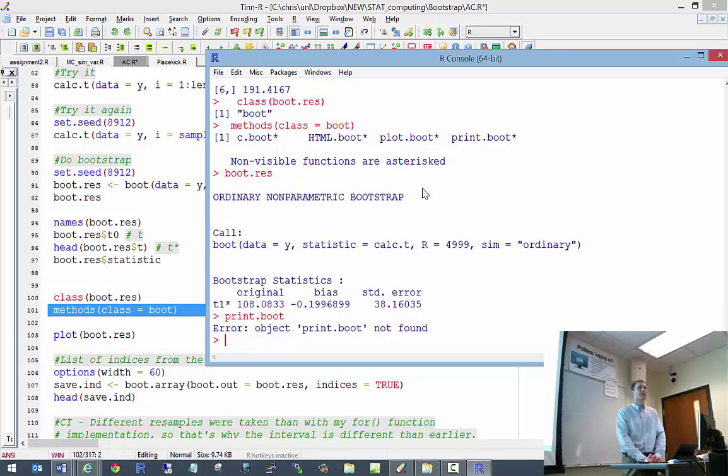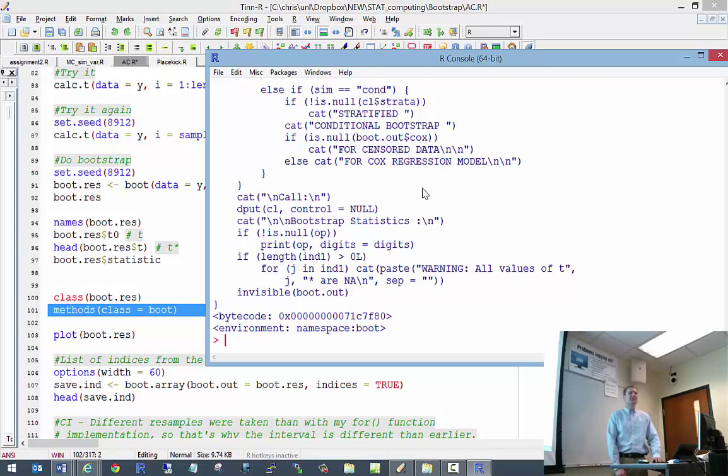Use the getAnywhere function. That's right. So I say getAnywhere, since this is an invisible, or non-visible, function. And there we go. So if you want to know more about how the calculations are actually being done and in terms of what's being presented to you, look at the function.